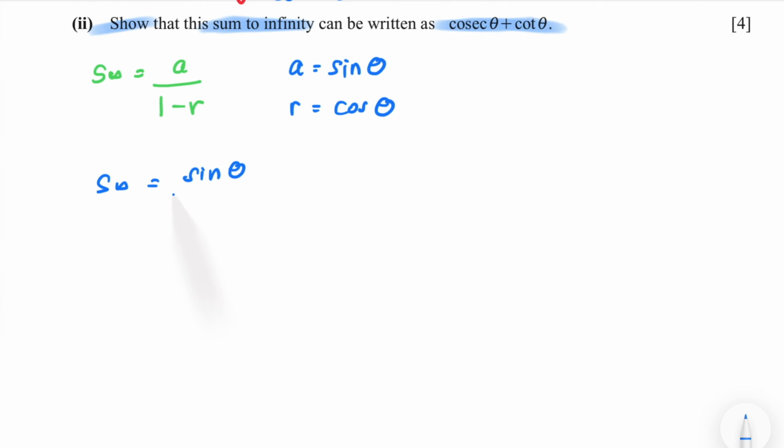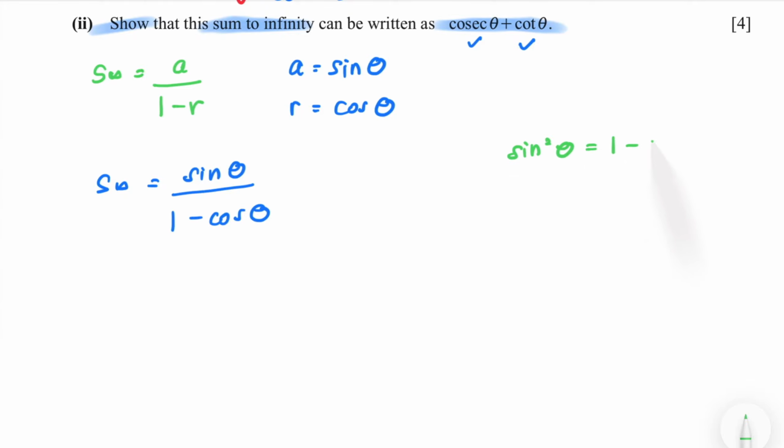Our goal is to change this sum of infinity to cosecant theta plus cotangent theta. Now we have sine at the top and we have cos at the bottom. And from the identities, we know that sine square theta equal to 1 minus cos square theta. And to simplify this fraction, let's times its conjugate. I'm going to times its conjugate, so 1 plus cos theta, and at the top also 1 plus cos theta.